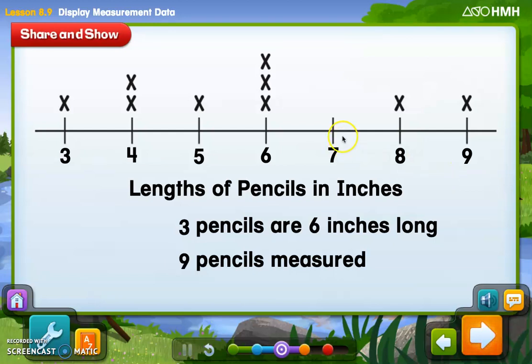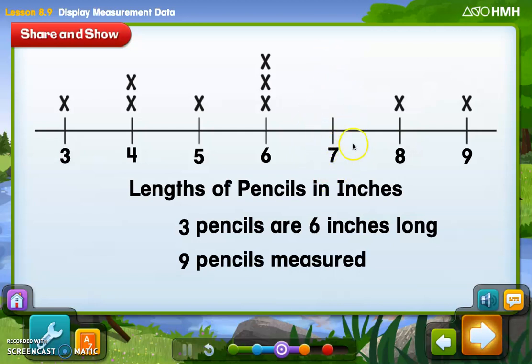Okay, and so if a number is blank, obviously, then that means that there were no pencils that measured to that length. So in this example right here, whoever was measuring the lengths of pencils in inches just didn't find a pencil that was 7 inches. It's okay to have this on the plot.